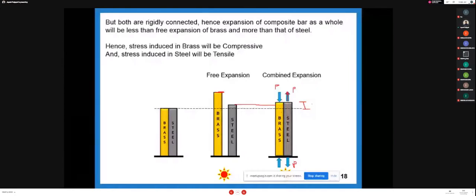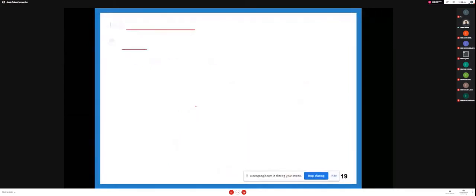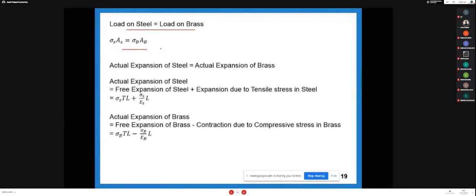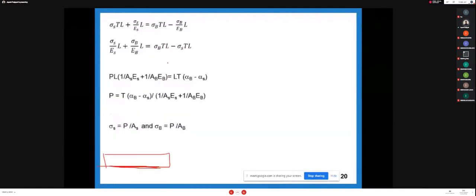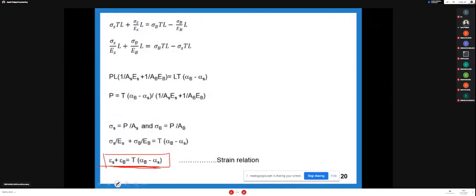So what is the equation here? This is the equation we can use. The first condition is that load in brass equals load in steel, so the force equation is stress into area. Just simplify all the equations. We are getting the last one: strain in steel, strain in brass is equal to T into alpha B minus alpha S.